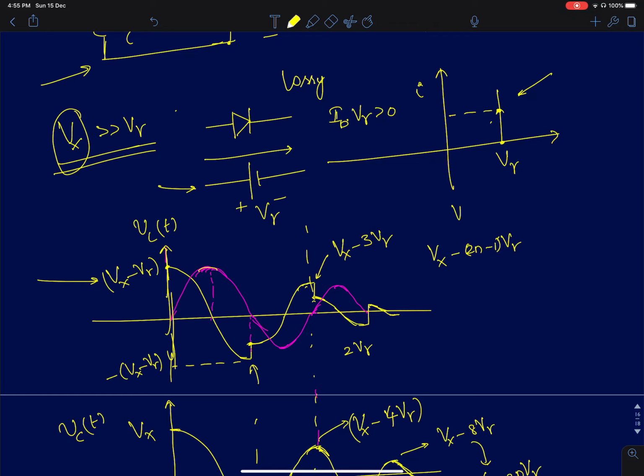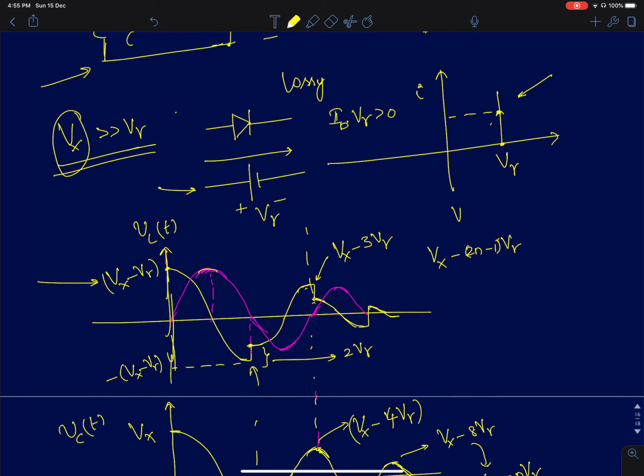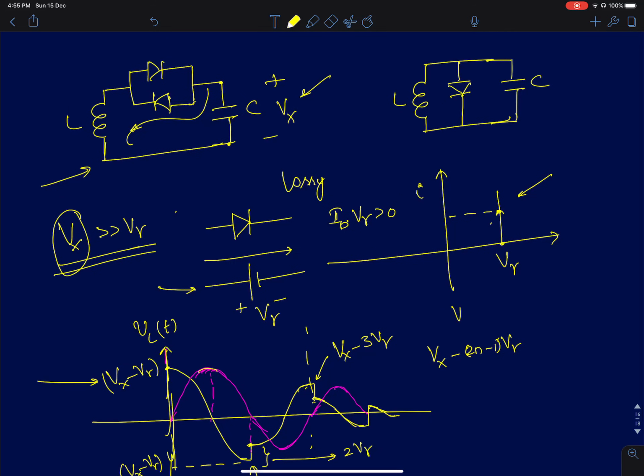When the current reverses its direction, there was a sudden jump in the inductor voltage, and that value was 2V gamma. This sudden jump occurs because of the reversal in the direction of current, because this diode was initially conducting the current. In the next half cycle, the other diode will start conducting. So there was a 2V gamma change in the voltage.